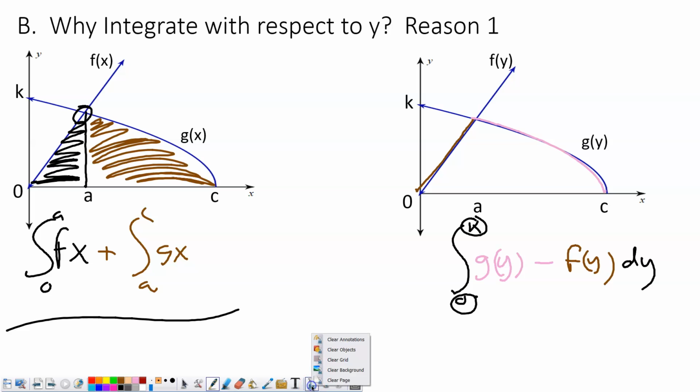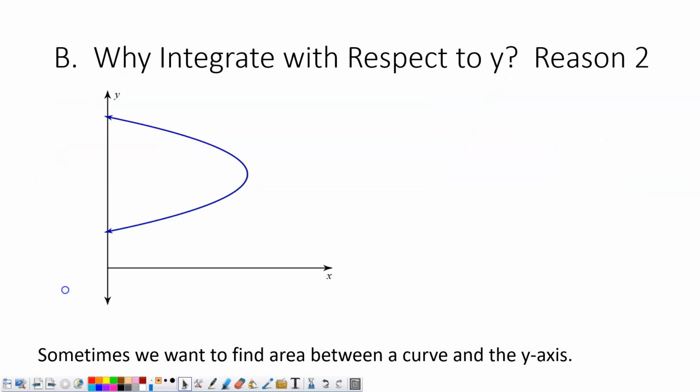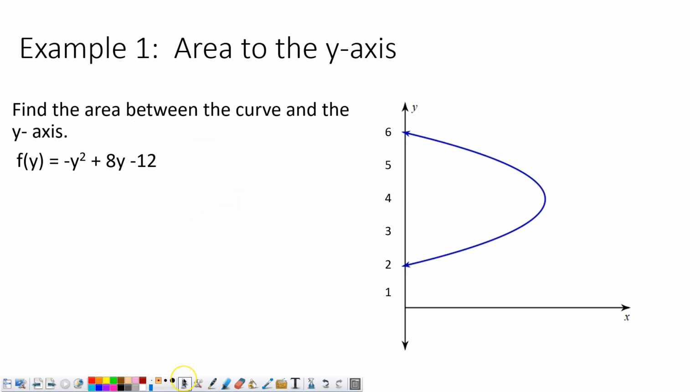Here's another reason why, because of what I showed you earlier today. Sometimes they just want you to find the area from a curve to the y-axis. They don't want you to find the area from the curve to the x-axis. They want you to find the area to the y-axis, in which case you have to do things with respect to y instead of with respect to x. So that's why we want to do that, and that's where we'll start today.